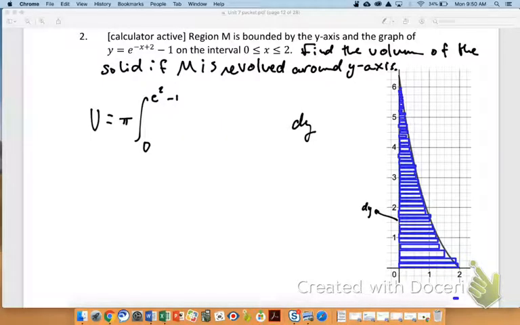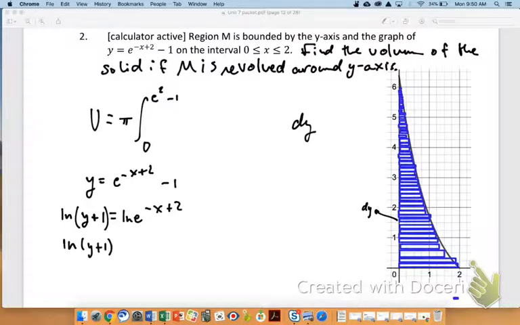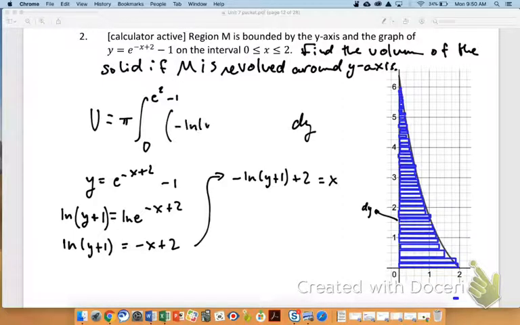So that's not going to work. This will. If I take this, and I'll just do this quick, I'm relying on your incredible algebra skills. I'd go y plus 1. How do I deal with an exponent that's a variable? Natural log, yep, so it'd be natural log of both sides. This would give me natural log of y plus 1 equals negative x plus 2. And it would be negative natural log of y plus 1 plus 2 equals x, if I deal with those last few details. This is actually what goes in there. Don't forget to square it.